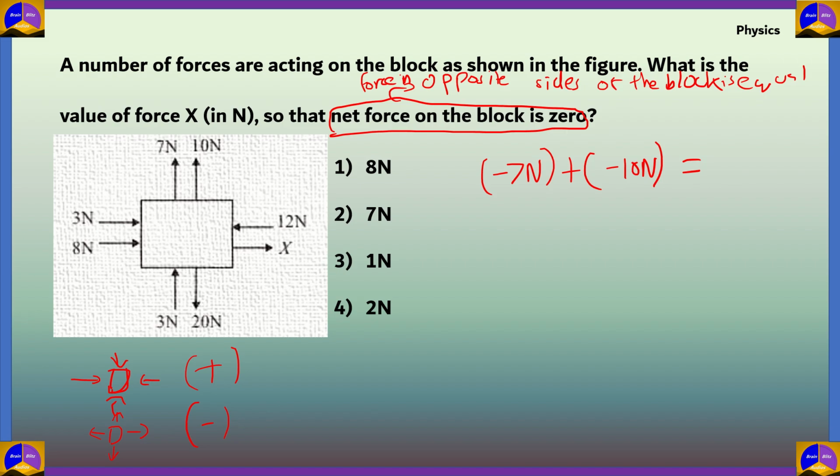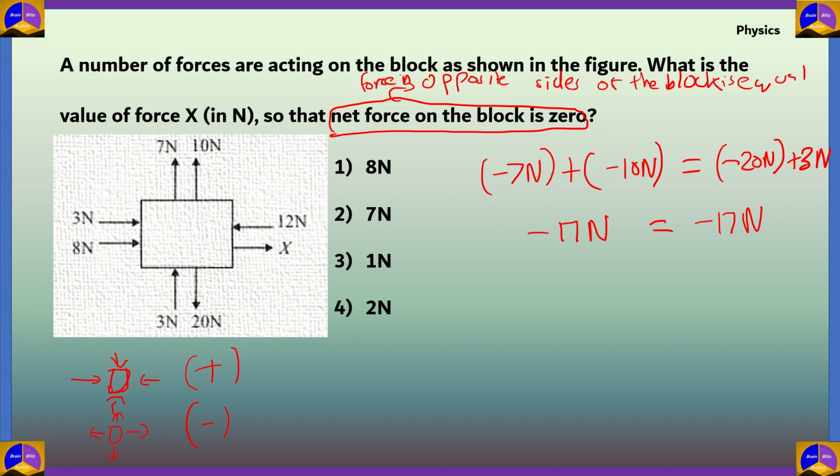This would be equal to, now 20 N is moving away from the block, so it would be minus 20 N plus, now 3 N is moving towards the block, so that will be positive integer, plus 3 N. So minus 7 N plus minus 10 N would be equal to minus 7 N minus 10 N, which is minus 17 N, would be equal to minus 20 N plus 3 N, which is the same as 3 N minus 20 N, which is also equal to minus 17 N. Both of them are equal.